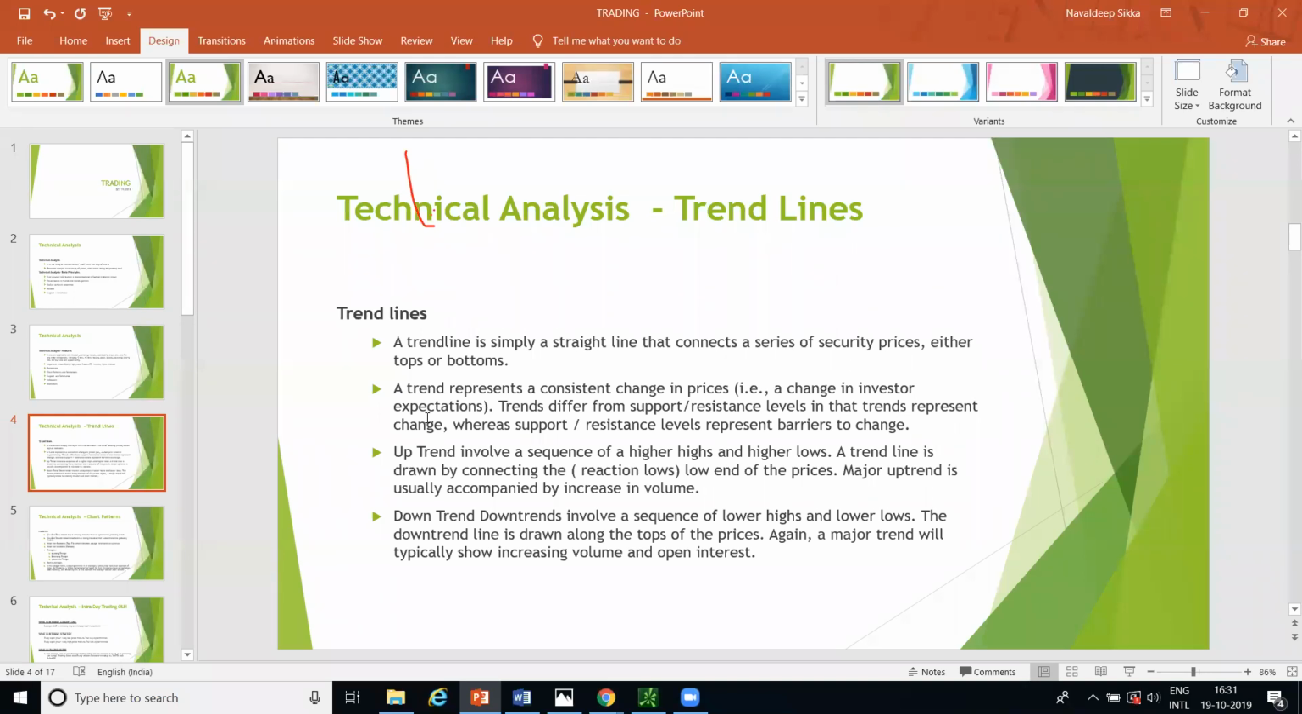Okay. So I hope you all understand what a trend line is. A trend line is simply a straight line that connects a series of security prices, either tops or bottoms. So that's a basic understanding. Once you draw that, it becomes a trend line. If anything breaches below that trend line, you exit. If it goes above that upper channel line, you book 50% and hold that as your stop loss for the next 50%.